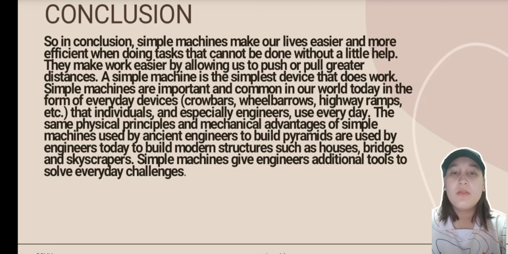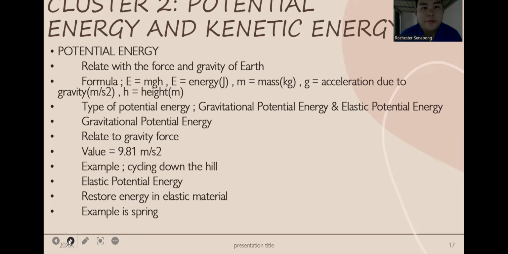That's all from me. So now I will continue with cluster 2, which is potential energy and also kinetic energy. The first one is potential energy. Potential energy is related with the force and gravity of Earth, and the formula is E equals mgh, where E is energy, m is mass of the object, g is the acceleration due to the gravity force, and h is the height of the object.